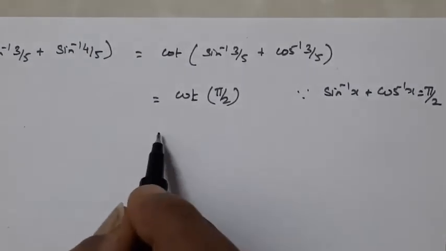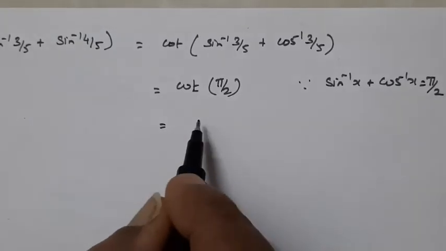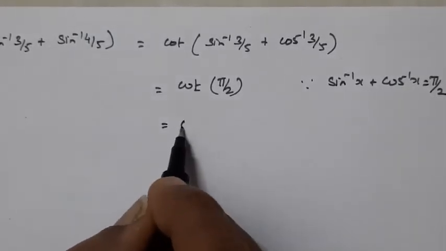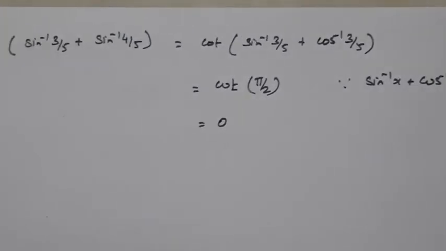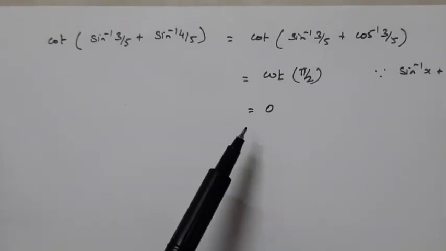What will be the value of cot pi by 2? That is 1 by tan 90. Tan 90 is infinity, so 1 by infinity will be 0. So what is the value of the given expression? It would be equal to 0.